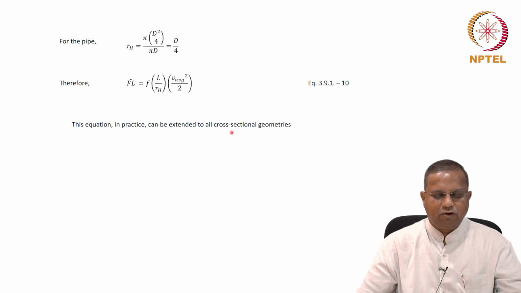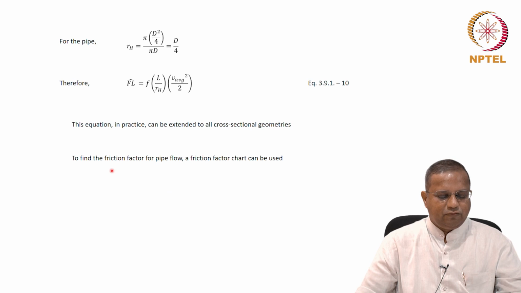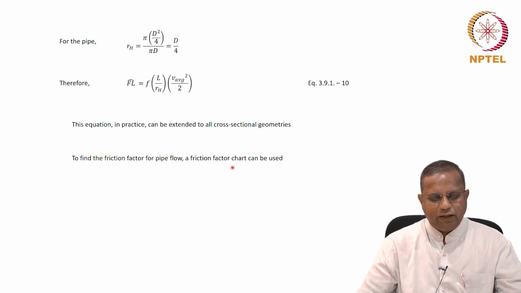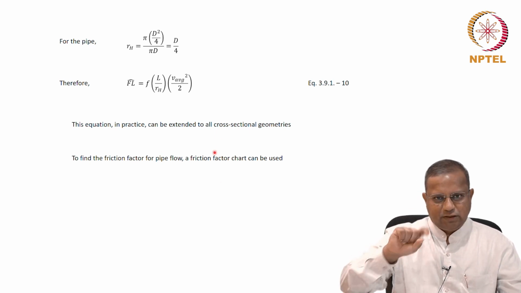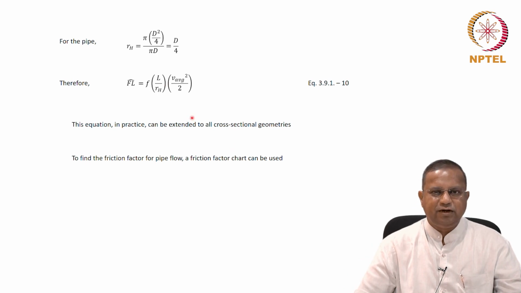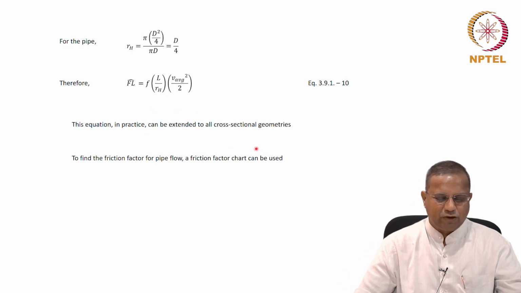It can be extended to all cross-sectional geometries. So to find the friction factor for pipe flow, we typically use a friction factor chart, a Fanning friction factor chart that we normally use. Civil engineers use something called a Moody's chart, which is somewhat similar. The definition of the friction factor is slightly different in a Moody's chart. I think it's 4F or something like that, but everything else remains the same.